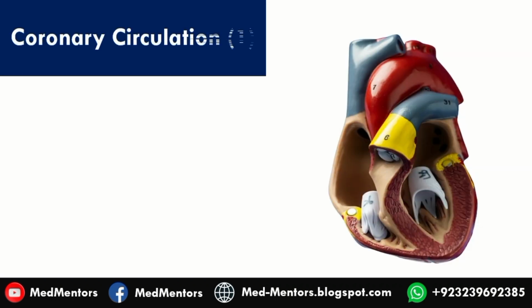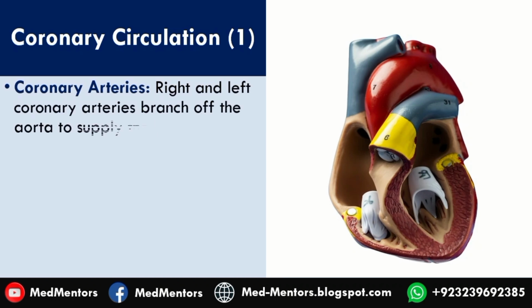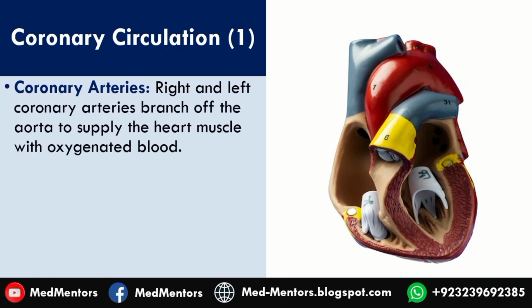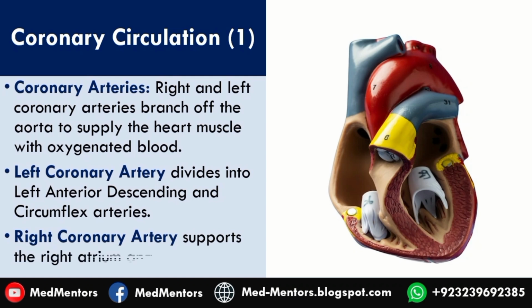Coronary circulation. The heart has its own dedicated blood supply system called coronary circulation. It includes coronary arteries. The right and left coronary arteries branch off from the aorta and supply oxygen-rich blood to the heart muscle itself. The left coronary artery further divides into the left anterior descending and circumflex arteries, while the right coronary artery mainly supplies the right side of the heart.